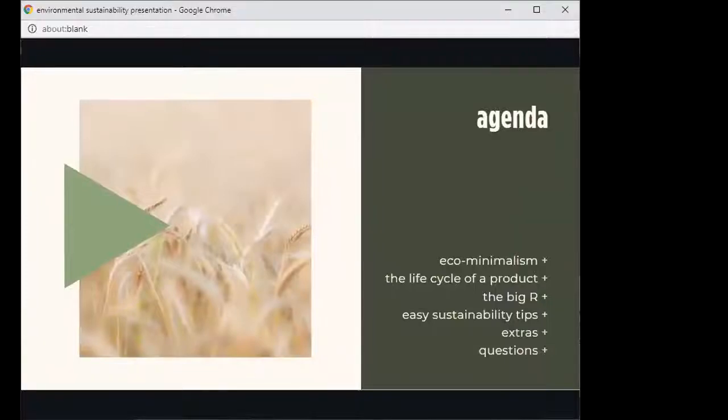Our agenda. It's what we're going to be talking about today. We're primarily going to be focusing on just a couple of things. Eco-minimalism, which we're going to define in a minute, and then how to reduce our personal footprint on the environment. At the end, we'll talk about a couple of extra items that go above and beyond the basic, easy sustainability tips. And then we'll have more time for questions and answers at the end of the program.